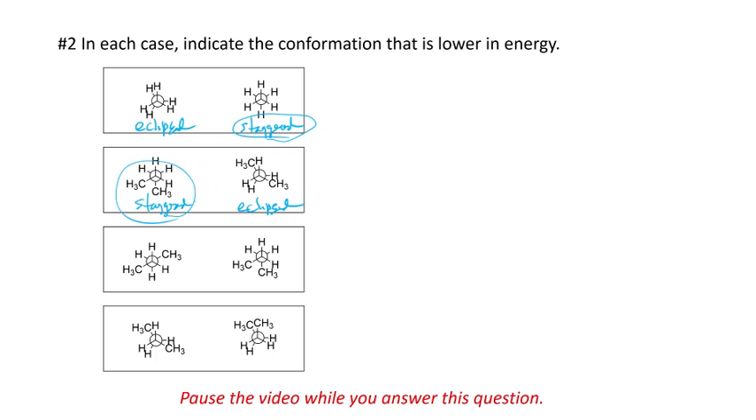Okay, in the third case, we have 2 staggered conformations, the 60-degree gauche and the 180-degree anti. And I bet you know that it's going to be the anti. In the 60-degree conformation, we have these 2 methyl groups interacting. Let me show you that with a sawhorse depiction.